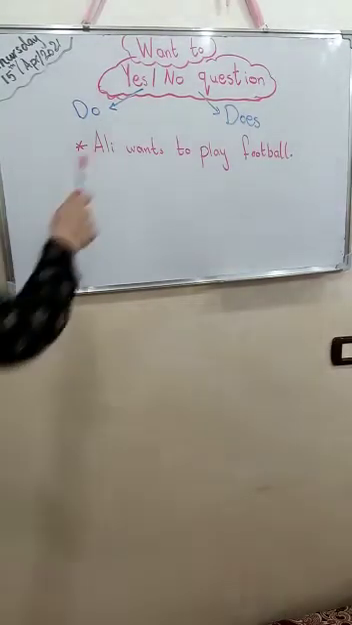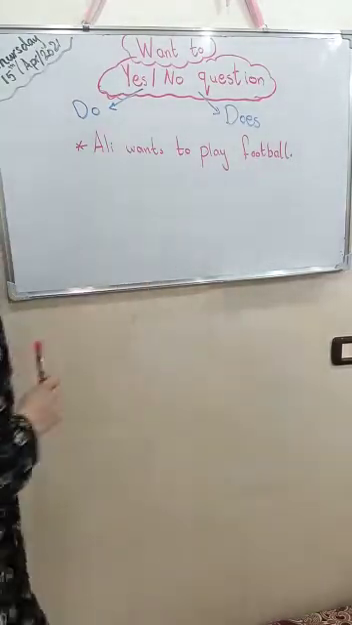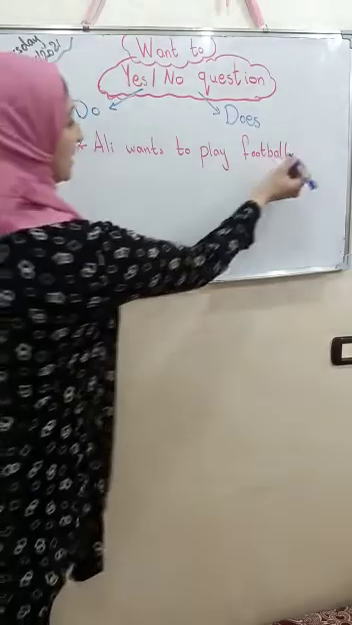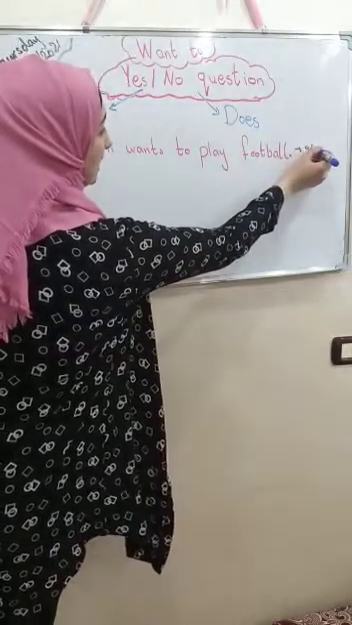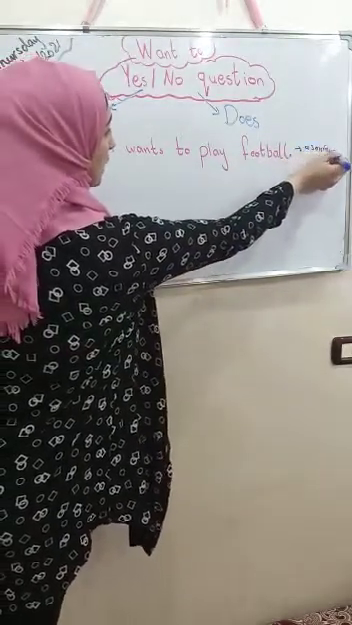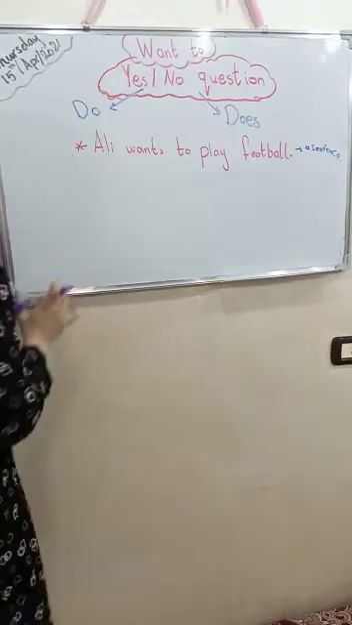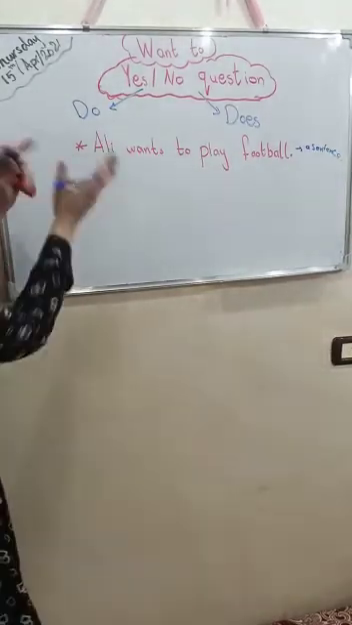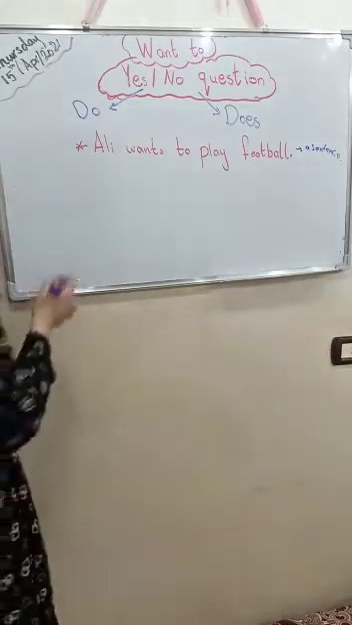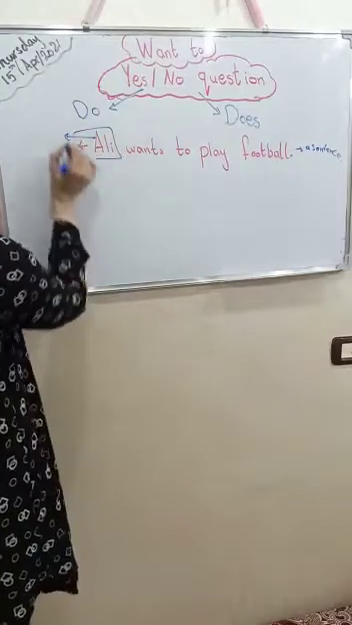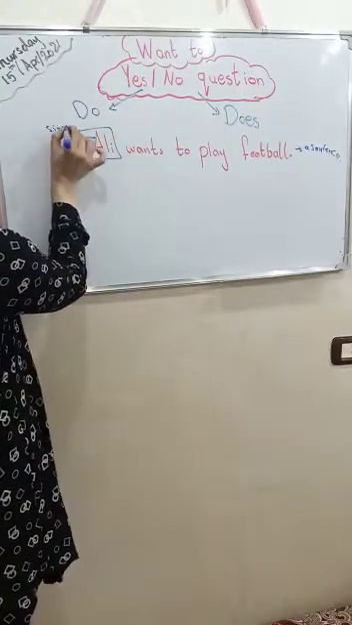Another example. Ali wants to play football. This is a sentence. هاي إيش يا ثالث؟ Sentence. جملة. Now, I want to change this sentence into a yes or no question. نحولها إلى سؤال. First of all, you have to look at the subject. Where is the subject? The subject is Ali. Ali singular or plural? Ali is a singular subject.